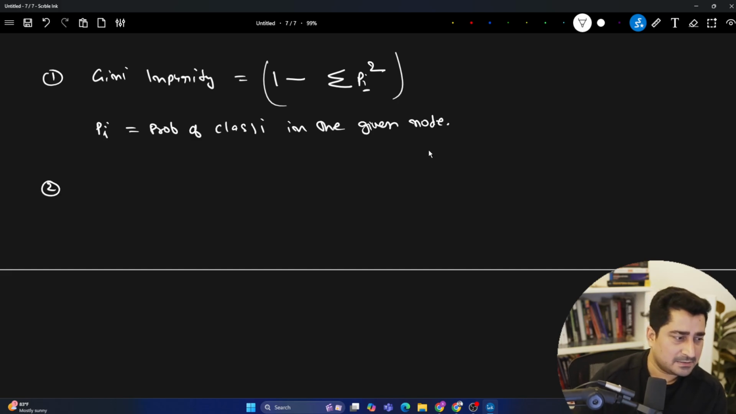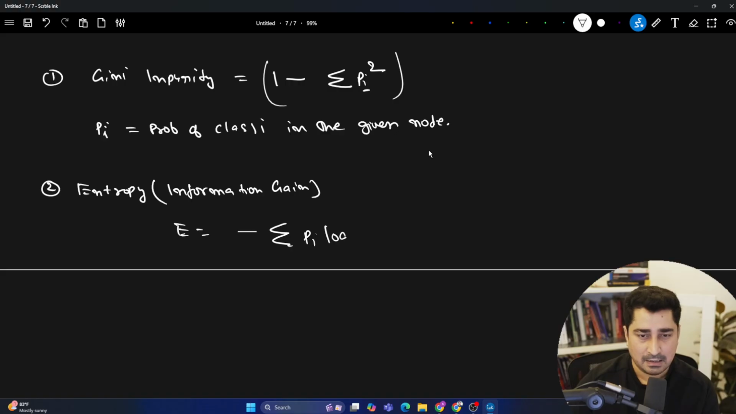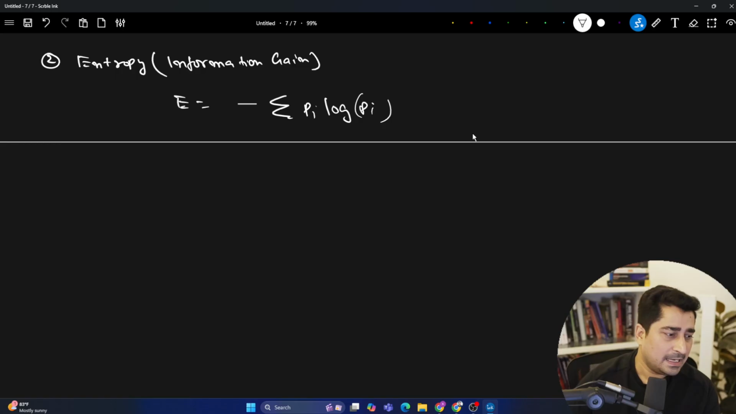The second factor is, you can use either Gini or you can use the second one. Either of these you can use. The second factor is called entropy. In other words, it's also called information gain. Now if I talk about the formula, it is the negative of the summation of pi log of pi. That pi is exactly the same, and then we try to calculate basically information gain out of it.